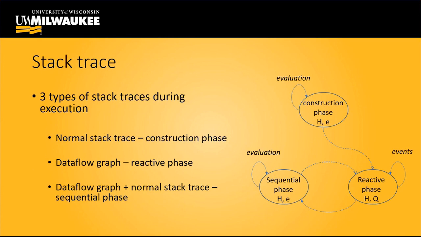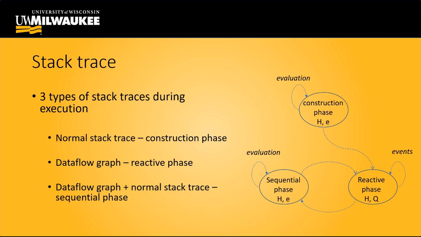A normal stack trace of an RxJS program may contain too many internal calls of the library to reveal useful information. We can define a more usable representation of the stack trace based on the semantic states of the program. We say that an RxJS program has three phases: construction phase, reactive phase, and sequential phase. During the construction phase, the program behaves like any synchronous code with a normal stack trace. During the reactive phase, however, the synchronous computation ends. The program reacts to events.